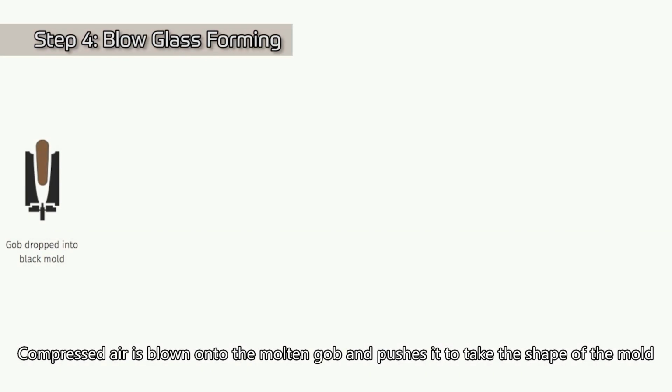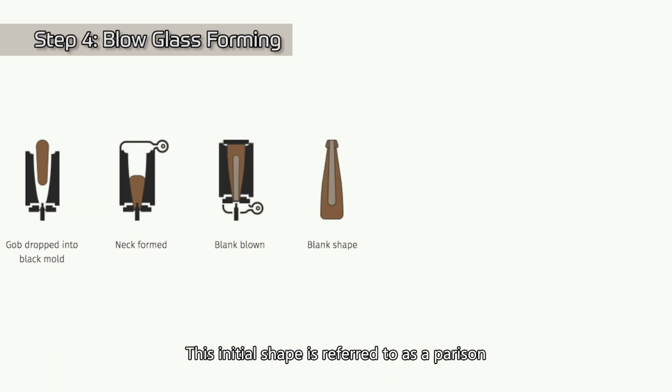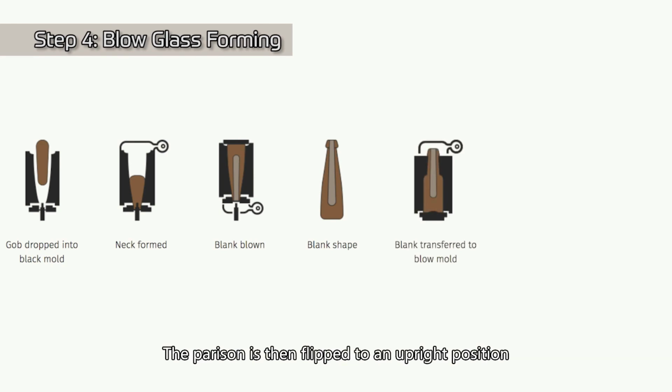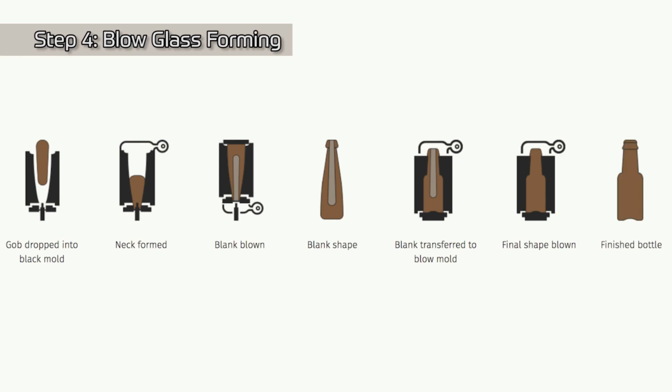Compressed air is blown onto the molten gob and pushes it to take the shape of the mold. This initial shape is referred to as a parison. The parison is then flipped to an upright position and injected with more air to fully define its shape.